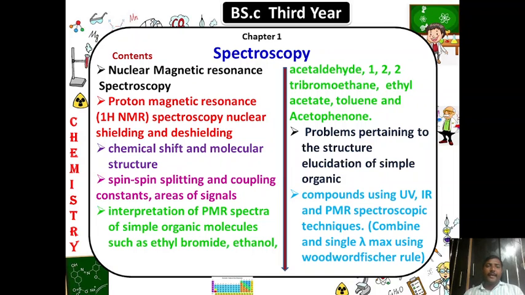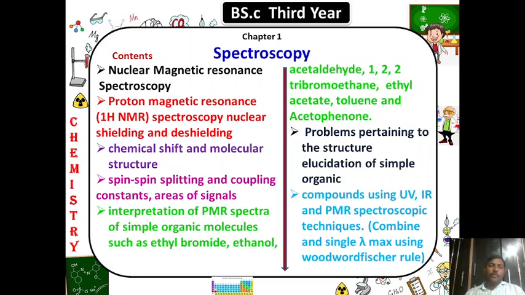In this chapter we are looking at nuclear magnetic resonance spectroscopy. Nuclear means there is the atom, in the atom there are nucleons, and in those nucleons we measure the protons, or H1 hydrogen. That is nuclear magnetic resonance spectroscopy. That is proton magnetic resonance, H1 NMR. The spectroscopy, nuclear shielding and deshielding.